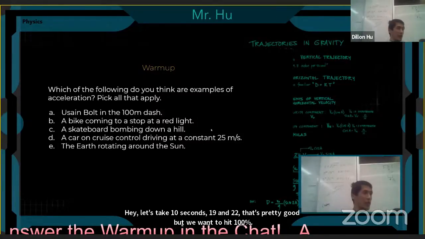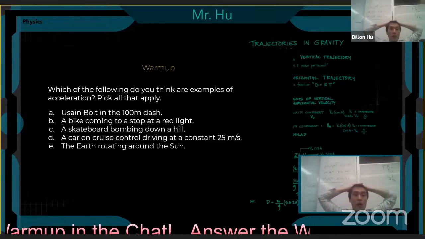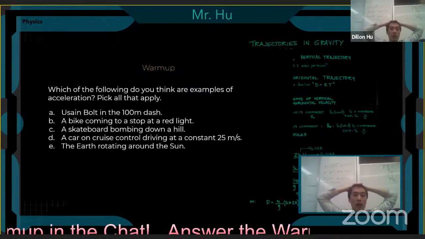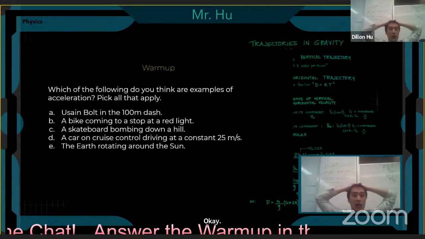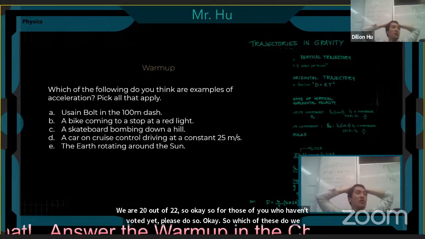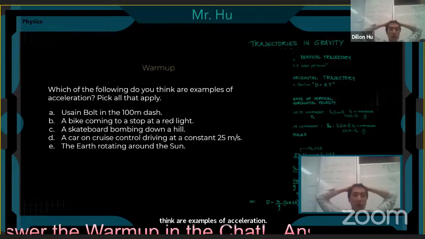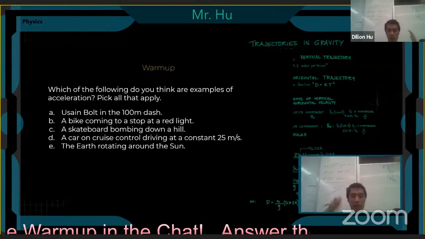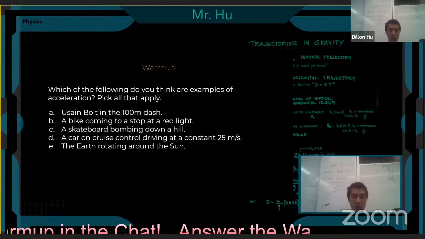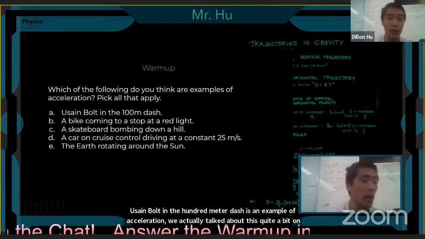Okay, so which of these do we think are examples of acceleration? We talked quite a bit about this first example, Usain Bolt in the 100-meter dash. Most people have agreed that it is an example of acceleration. We talked about this quite a bit on Monday. So A is an example of acceleration, because when you start off in a race, you are stationary and then you have to accelerate up to your top speed. This is something we talked about quite a bit on Monday.